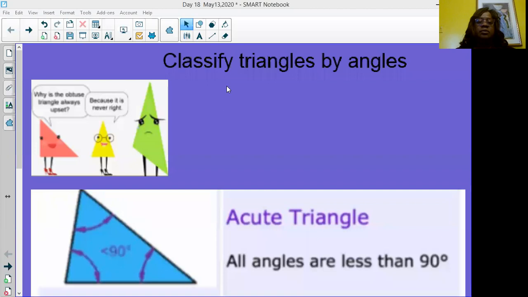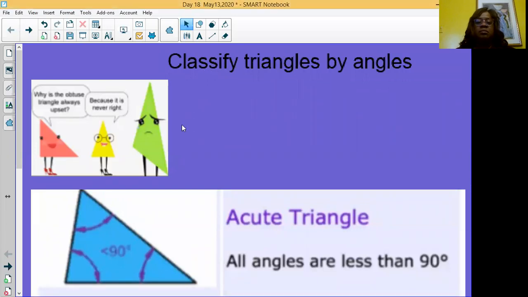Anyway, today we're going to be talking about triangles. And I know yesterday you talked about triangles, but you did sides. Today we're going to be doing triangles and we're going to identify them using the angles. So let's take a look. Let's review a little bit. We're going to classify triangles by their angles.